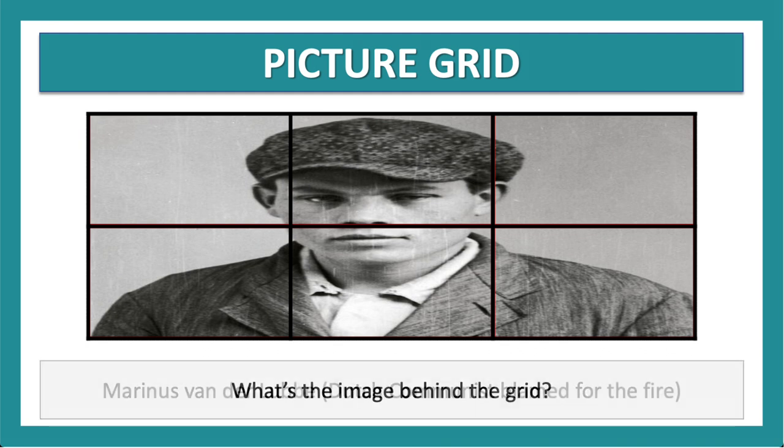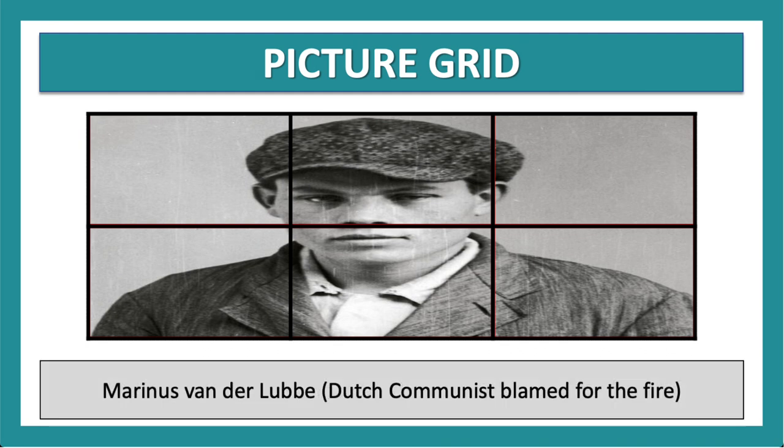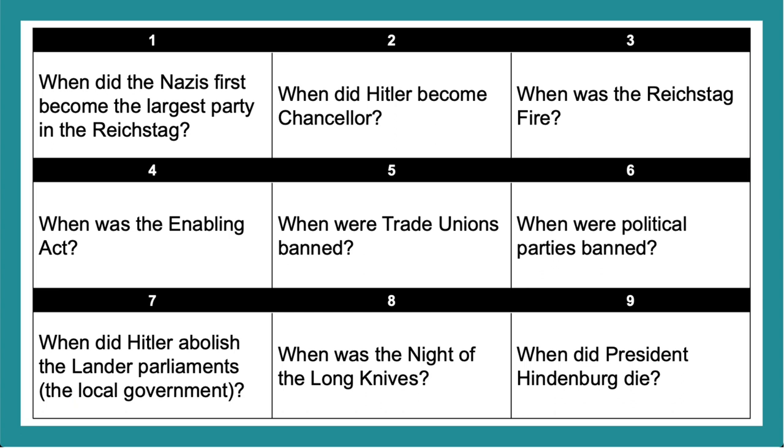Should we have a look at the answer? It's Marinus van der Lubbe. So he was the guy that was accused of, tried for, and killed for starting the Reichstag fire. Dutch communist, 19 years old. I believe he was found with his shirt off. I don't know why I know that. That's a bit random, but I'm pretty sure he was found shirtless. He was blamed for the fire. So there you go. Right, next.